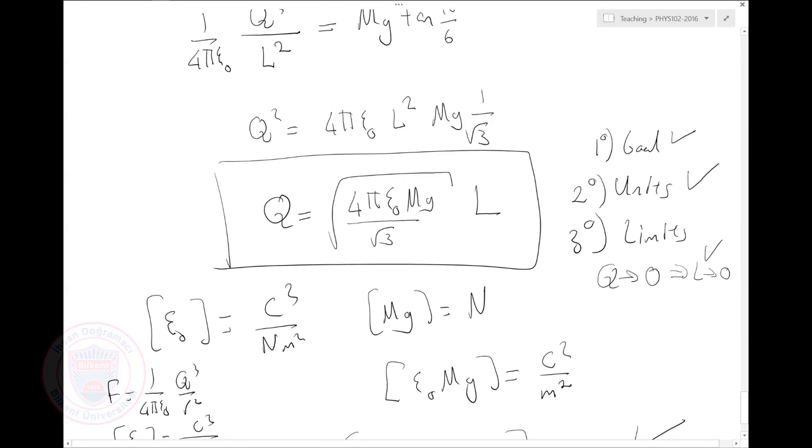If these are very heavy charges, very heavy beads, I have to put more and more charge so that they are separated by 60 degrees. So if mg goes to infinity, Q should go to infinity. Do I check that limit? Yes, if mg goes to infinity, Q goes to infinity.